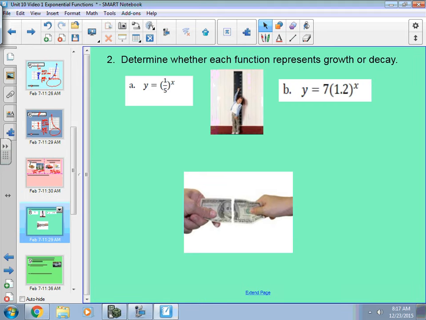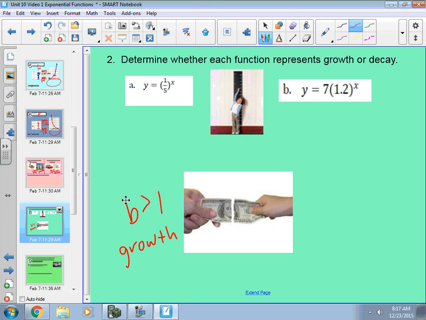All right, so how do you determine whether a function's exponential growth or exponential decay? Your b value, okay, your multiplier. If your b value is greater than 1, then you have exponential growth. If you have a b value that is less than 1, you're going to have exponential decay.